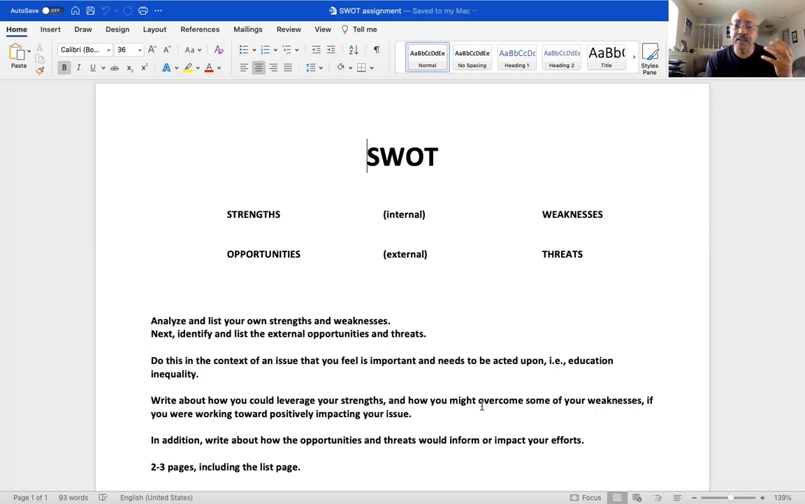Opportunities could be the economy, could be many different things: technology, economy, weather, an influx of talent, could be many different things. And maybe that influx of talent has been created simply because of a housing issue that has been created, or it could be a threat.